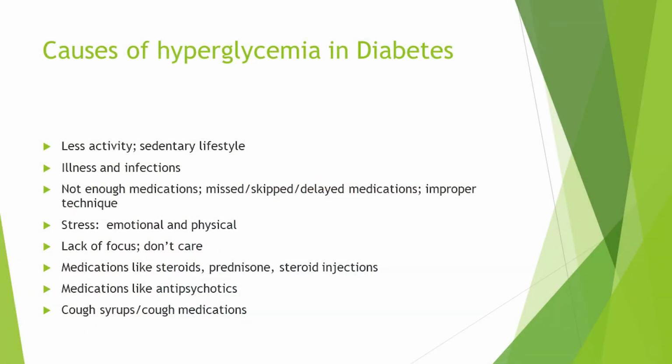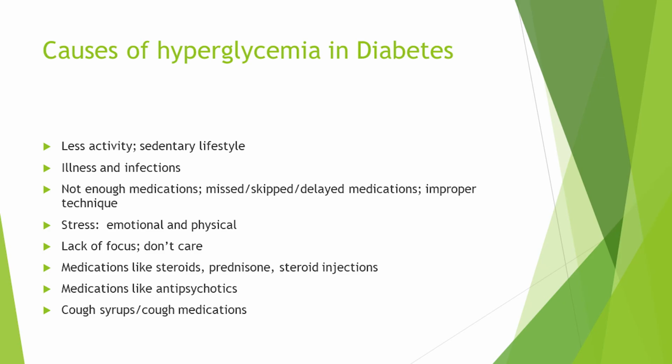Now let's talk about what causes high blood sugars when you have diabetes. Less activity, sedentary lifestyle. During COVID, we were going up and up on insulins and medications, trying to compensate for a more sedentary lifestyle in which people were staying home and eating more. Now, illness and infections are stresses on the body, and those can raise blood sugars significantly.